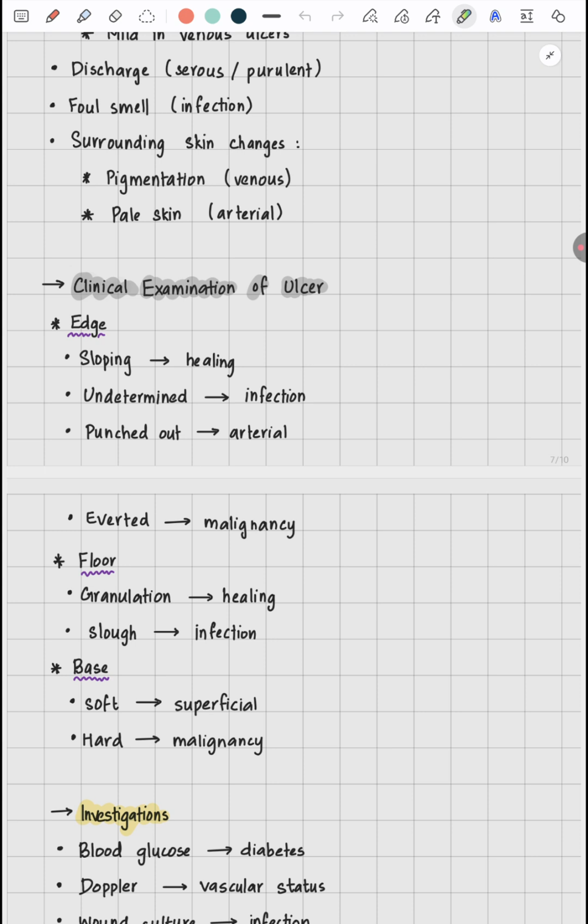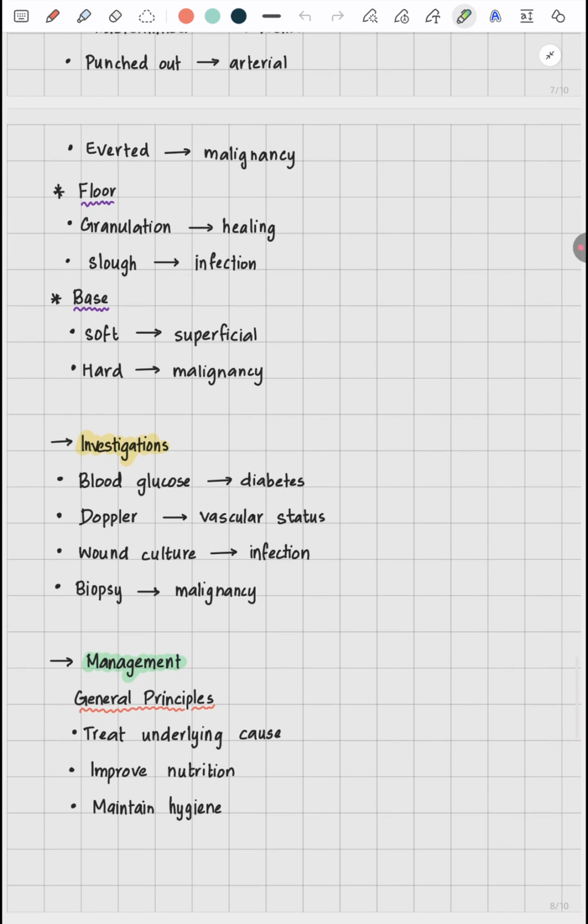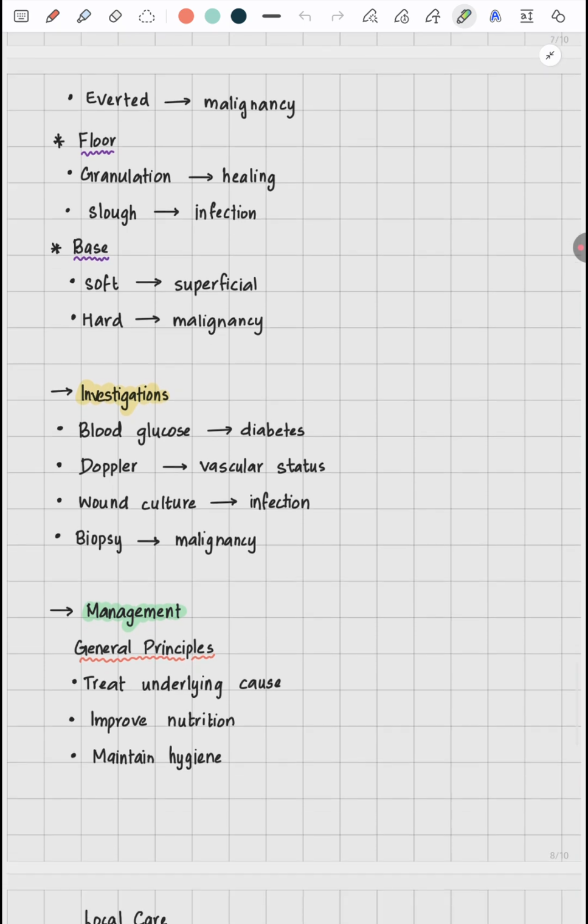Investigations are directed towards identifying the underlying cause. Blood glucose is essential to rule out diabetes. Doppler studies help assess vascular status. Wound cultures identify infection, and biopsy is crucial if malignancy is suspected.